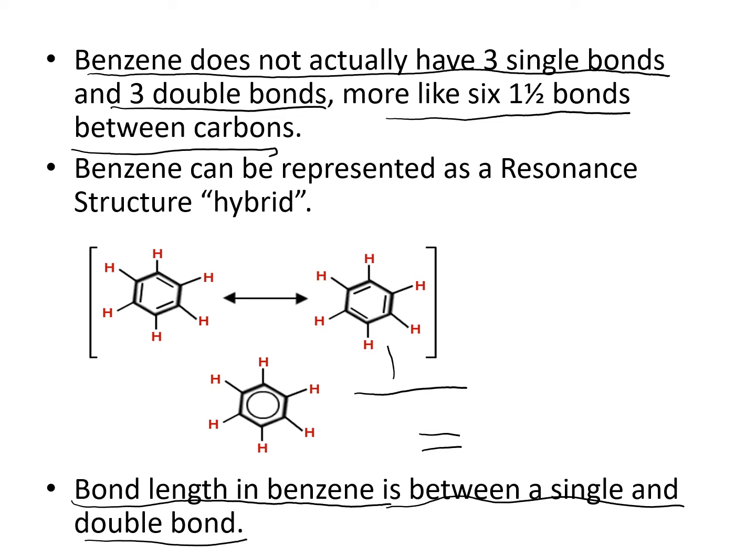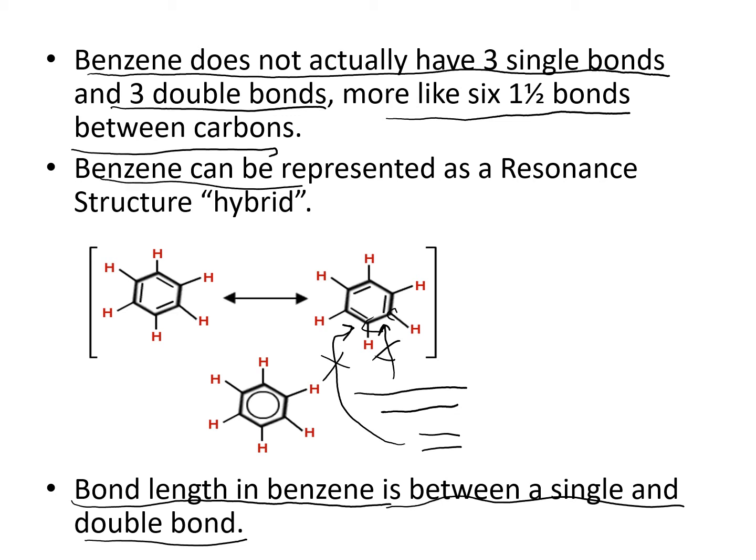So if this was a single bond, it would be about this distance. The distance for the double bond would look like this. For benzene, that's not the case. When they measured the distance between the 2 carbon atoms, what they found out is the distance was somewhere between a single and a double bond. So they determined that that is a good way to draw the structure, but it's not really the best representation.